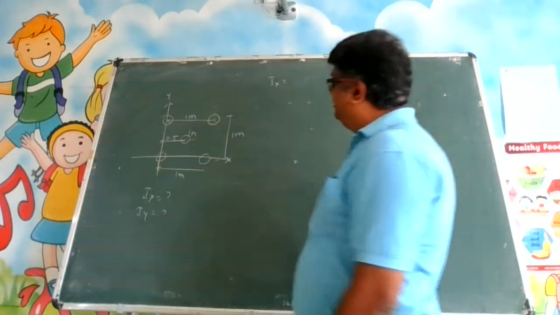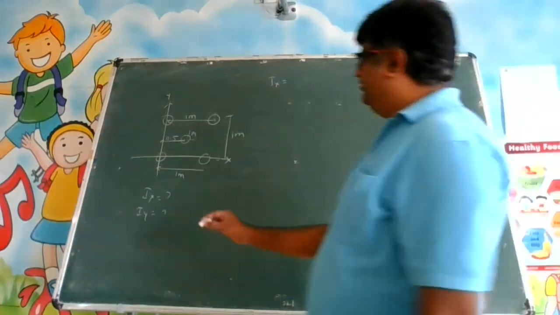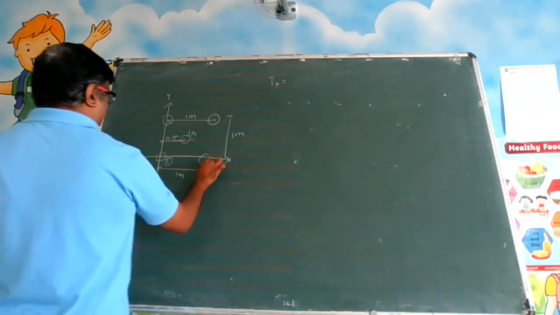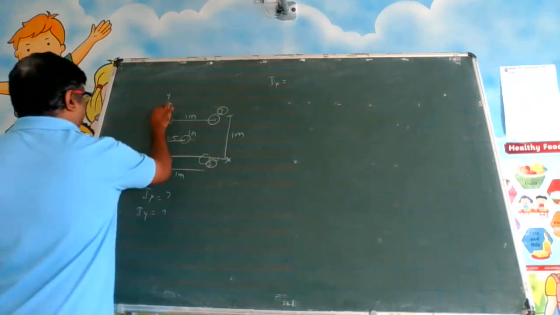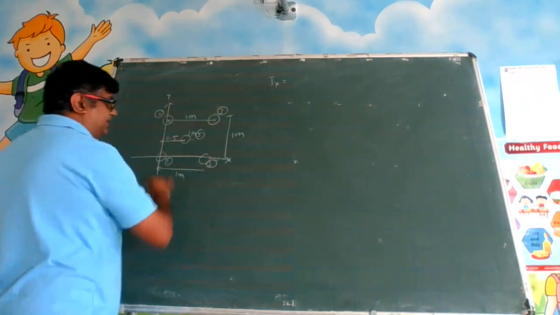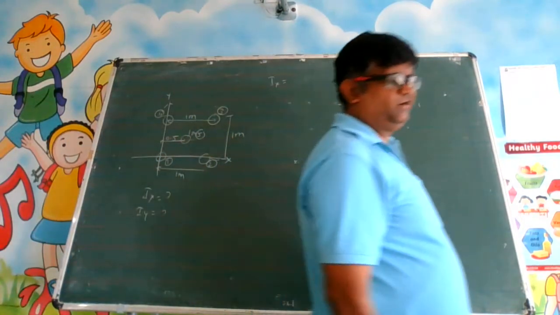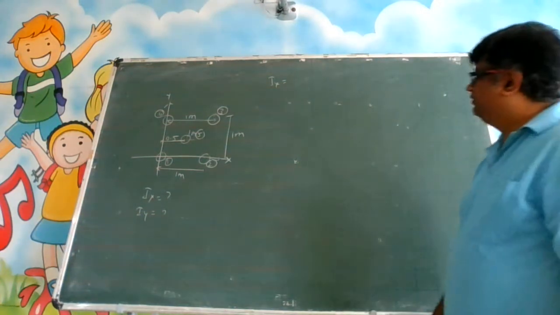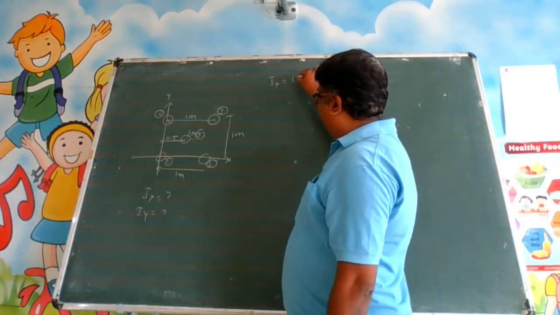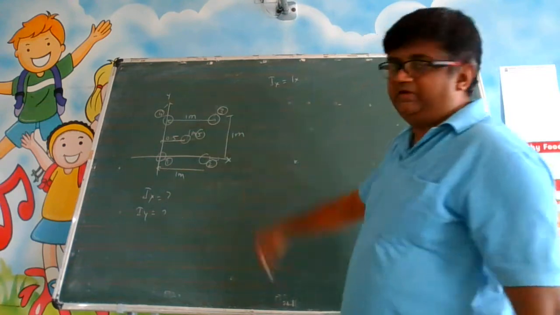I am directly putting I1 plus I2. I will call these 1, 2, 3, 4 and 5. These are 5 particles. Individually we have to calculate and individually we have to add. So what is of 1? Mass is 1 kg.